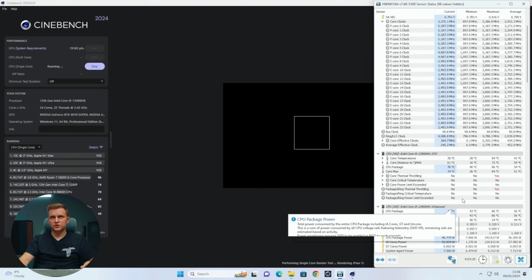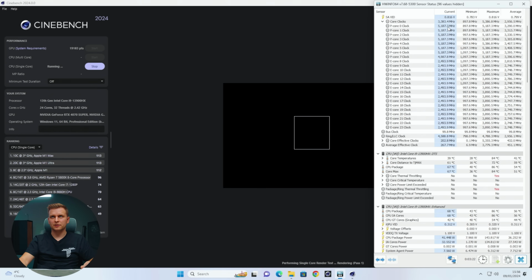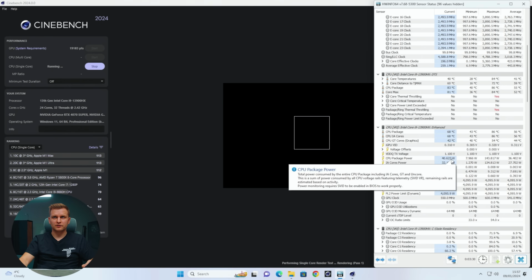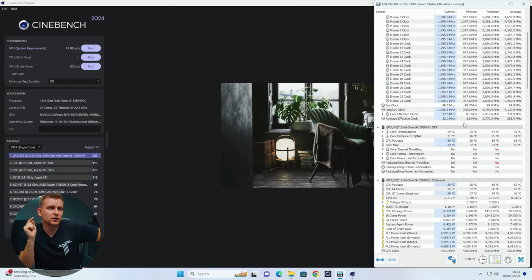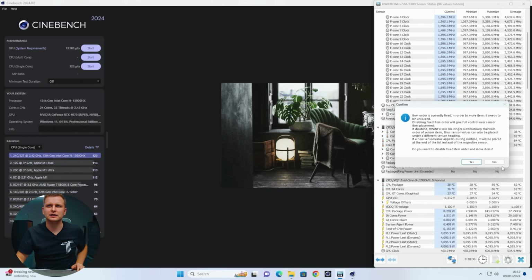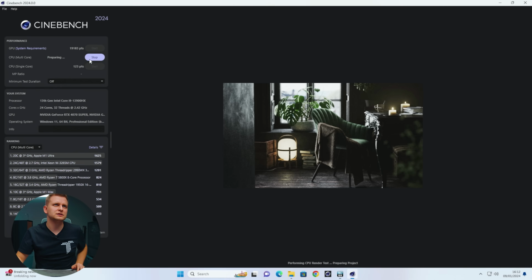Let's try the single core test on this CPU, because I'm really curious where this lines up. On single core, we can see we're boosting about 5.1 to 5.2 gigahertz on the P cores and pulling roughly 40 watts from the socket. Let's see the results. We got 123 points in single core score, and looking at my database right now, that is faster than the 13700K. So the single core is very, very impressive. Let's do the multi-core as well, and see if this is really faster than the 13700K.